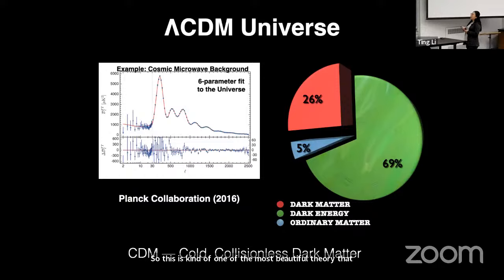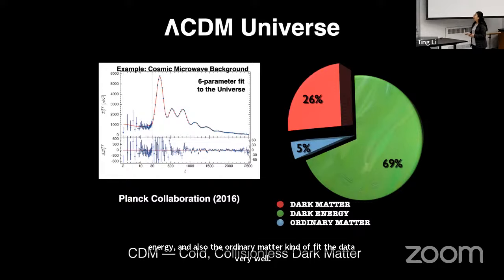Lambda stands for dark energy, which is about 70% of the universe. CDM stands for cold collisionless dark matter, which is about 25% of the universe. The model with 6 parameters, covering these proportions of dark matter, dark energy, and also ordinary matter, fits the data very well. So that's what we learned observationally already.